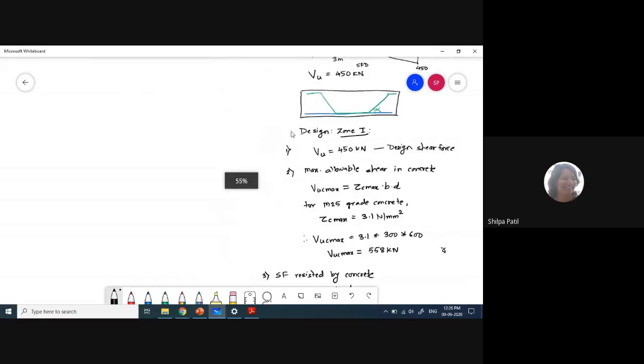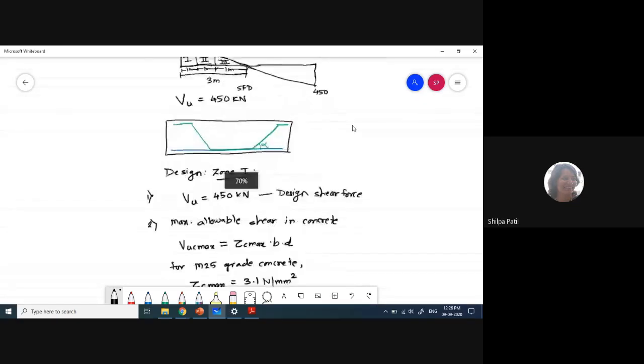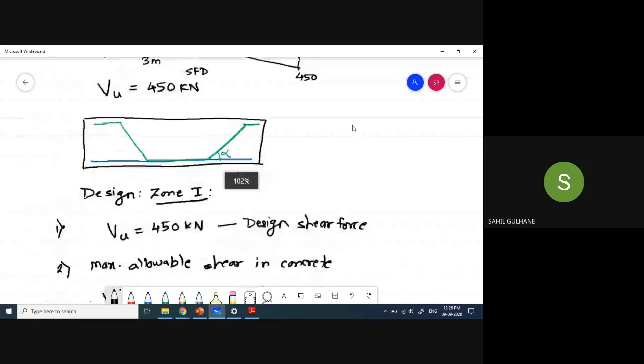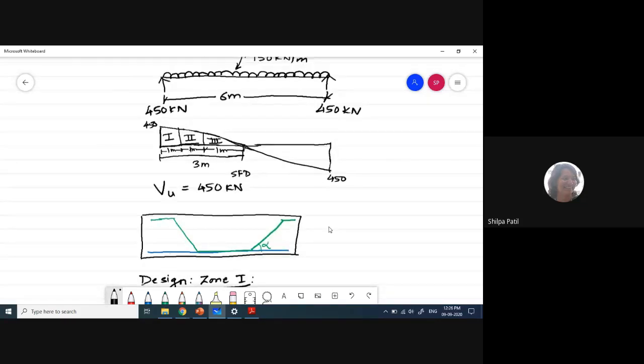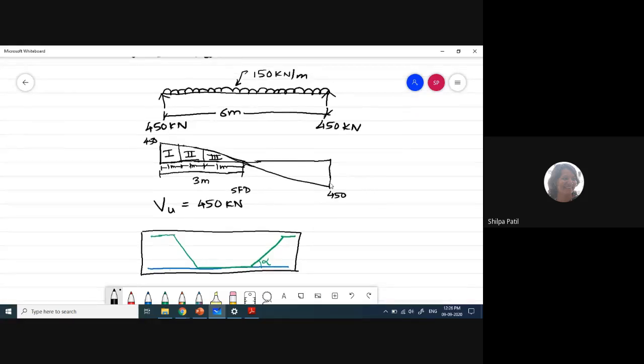See, I'm going to provide this video recording also, so don't worry about that. And the steps are with you, so you have to follow the same steps again. What will be the difference? That the shear force acting in the second zone is different.